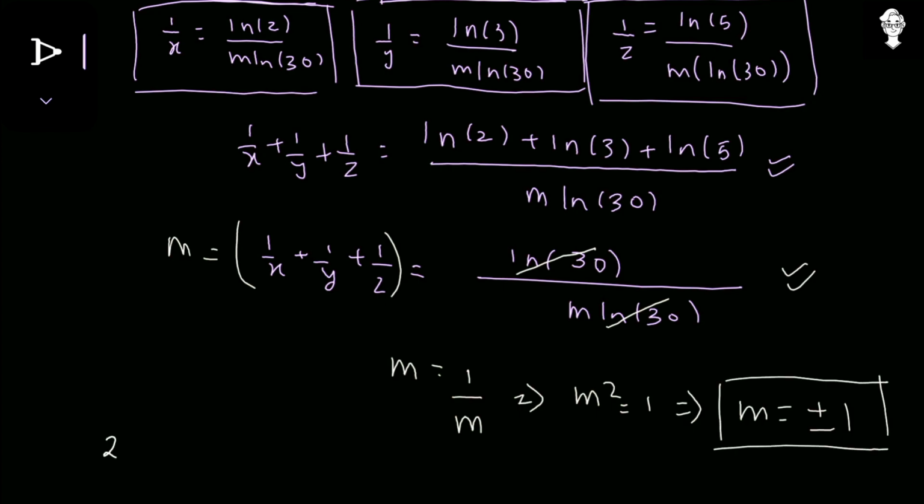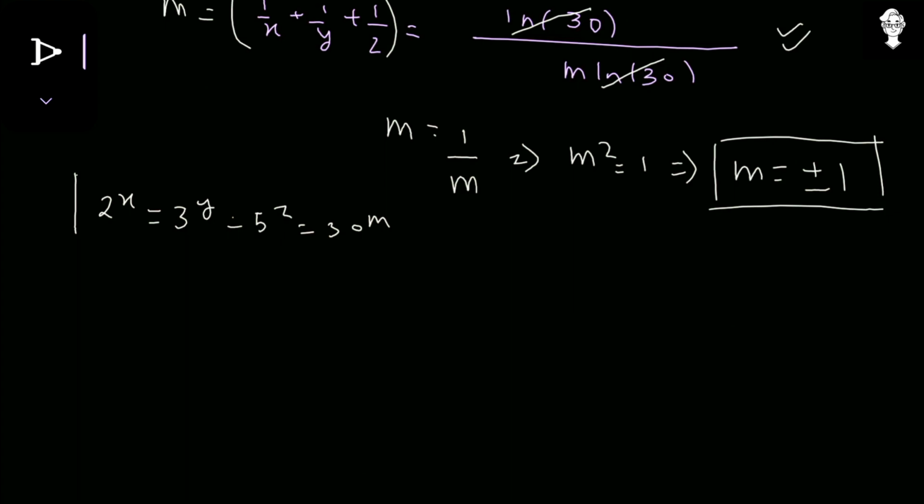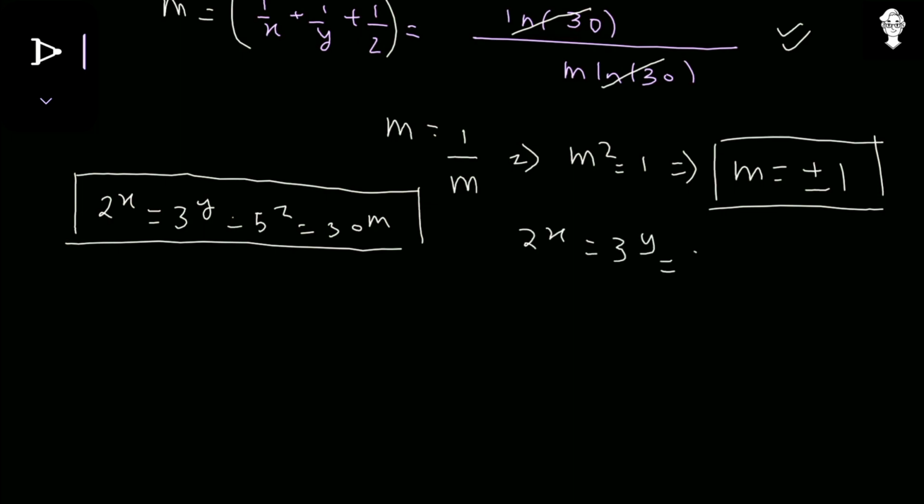And remember that 2 to the power x is equals to 3 to the power y is equals to 5 to the power z is equals to 30 to the power m. And now we have two values of m, that is plus and minus 1. So as per that thing, we are going to have two values of 2 to the power x is equals to 3 to the power y is equals to 5 to the power z. And these are going to have two values as per plus and minus 1. So when we will keep positive 1, we will have 30 to the power 1, that is equals to 30. And when we will keep negative 1, so 30 to the power negative 1, that is 1 upon 30. So these are the two values of these three things.